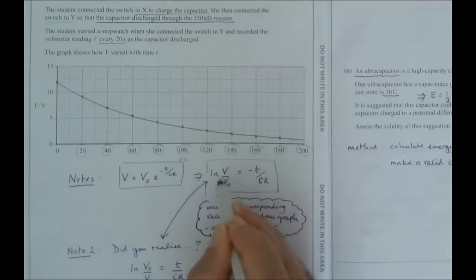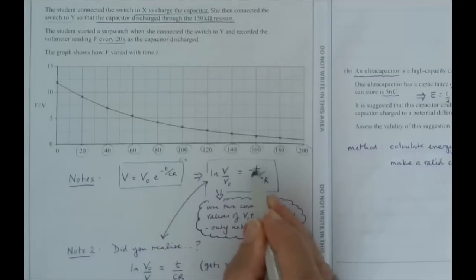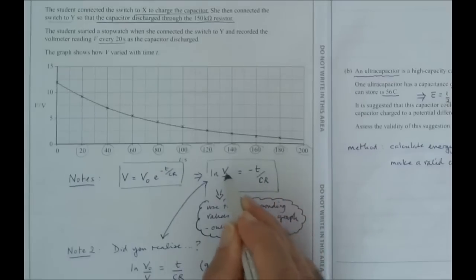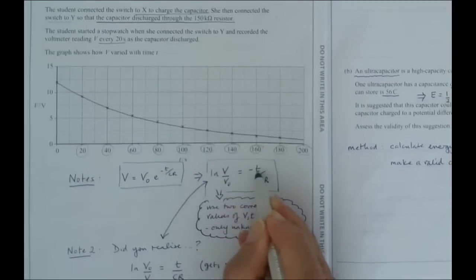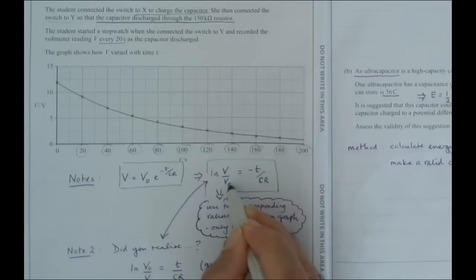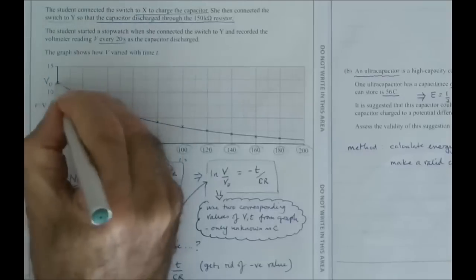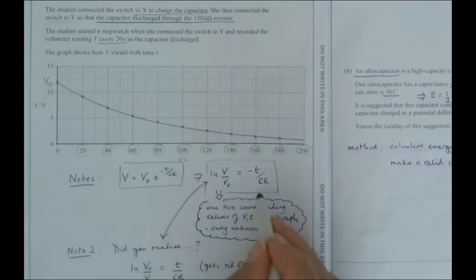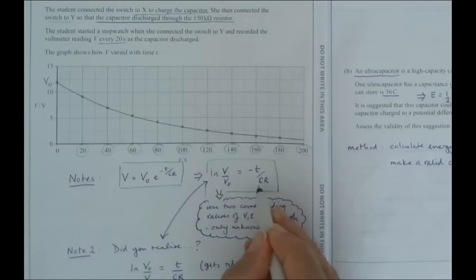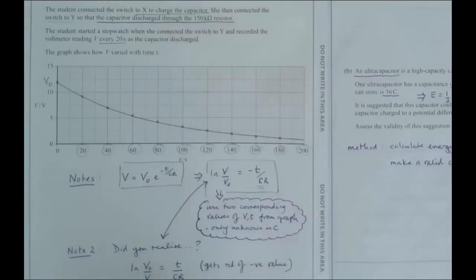The ratio of the voltages at two values from the graph will allow you to then work out the time value. So if you choose a value of voltage at a specific time, you know the peak value, V naught, would be here on the graph, the starting value. You know the resistance, so the only unknown is capacitance. Okay, so you've got to be able to use this equation to solve the problem.